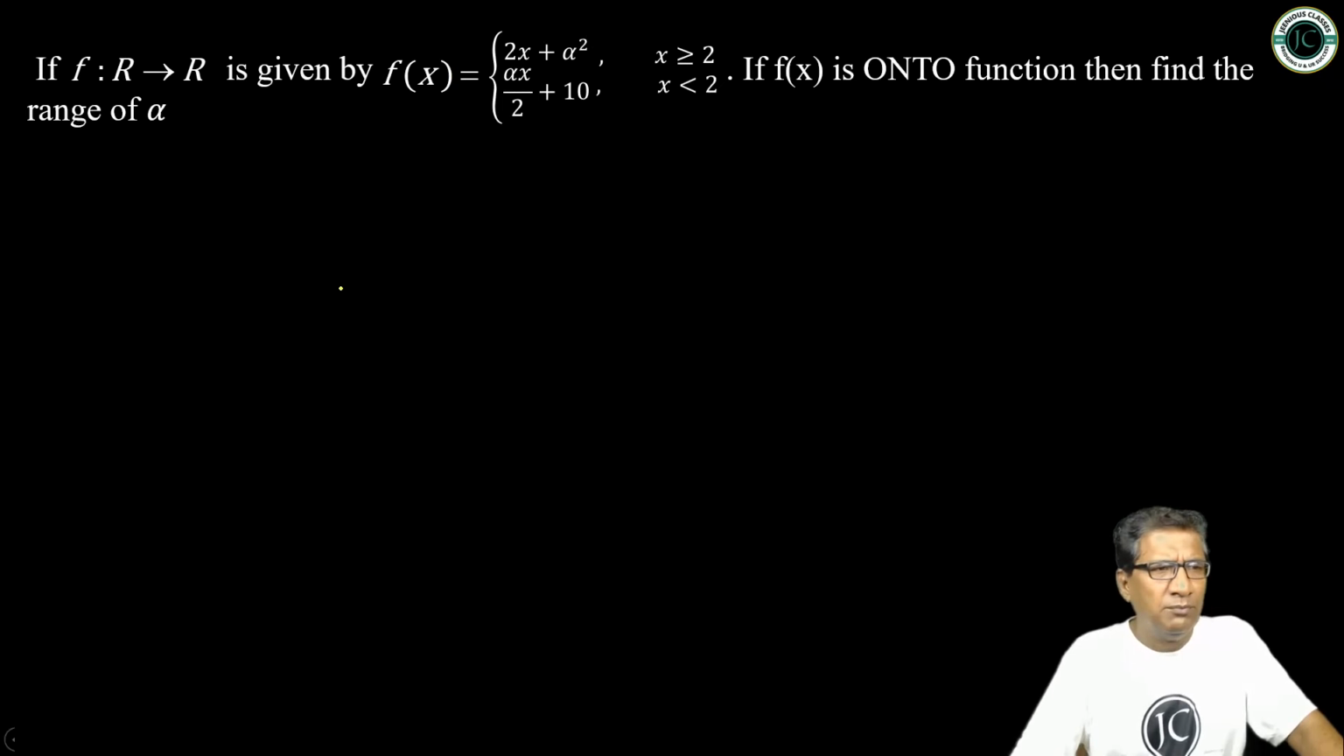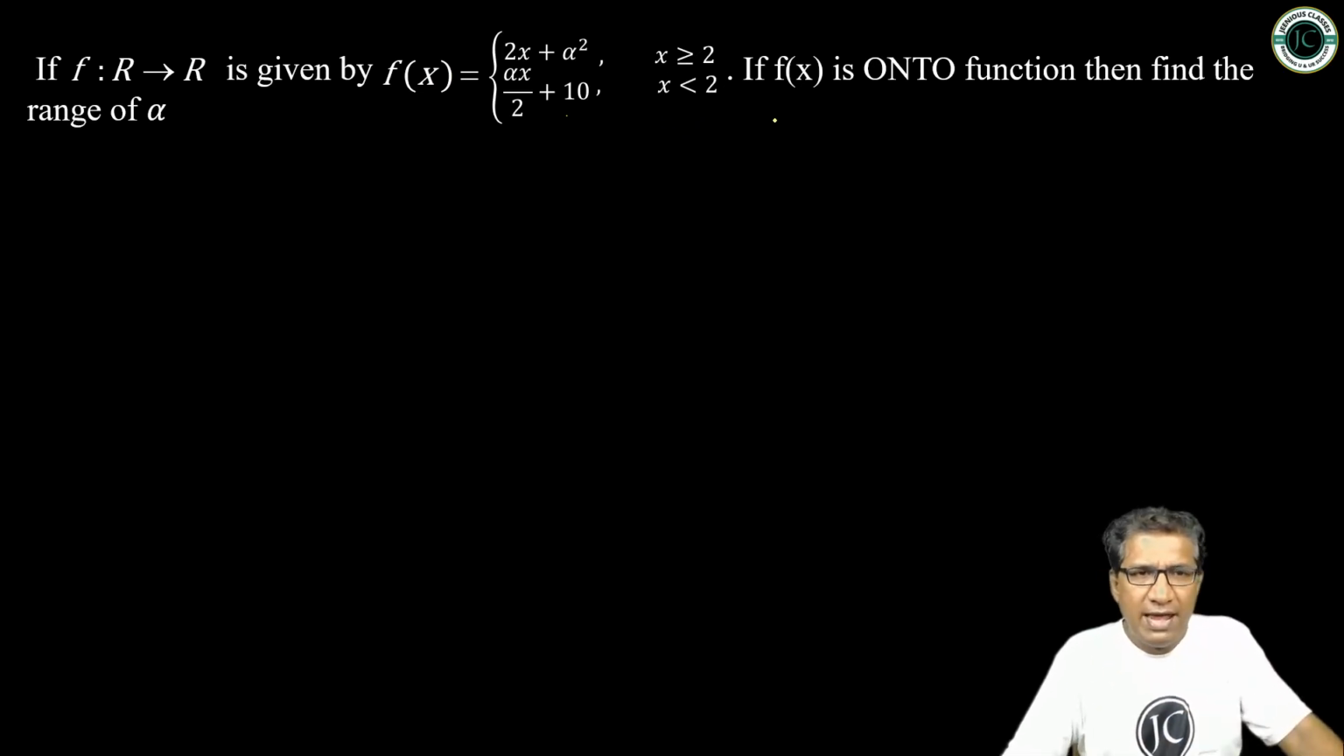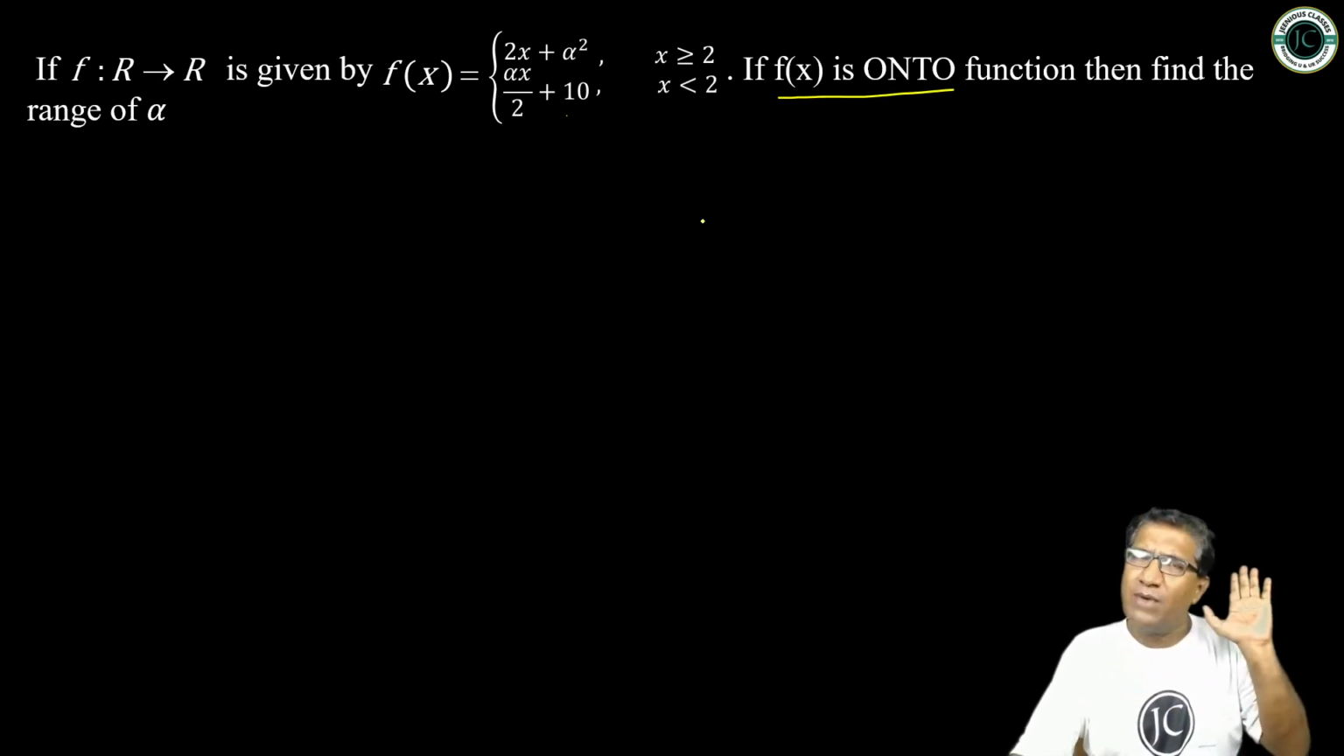See this problem. If f is from R to R, given by f(x) equals 2x plus alpha square when x is greater than or equal to 2, and alpha x by 2 plus 10 when x is less than 2. This is how they have defined the function. Now they have said that f(x) is an onto function. Then we have to find the range for alpha, right?